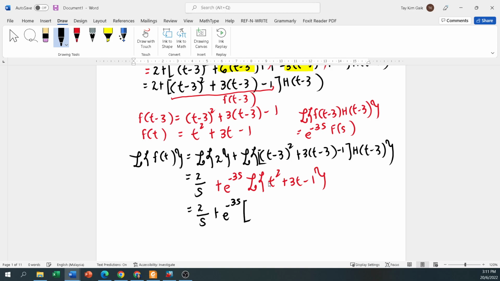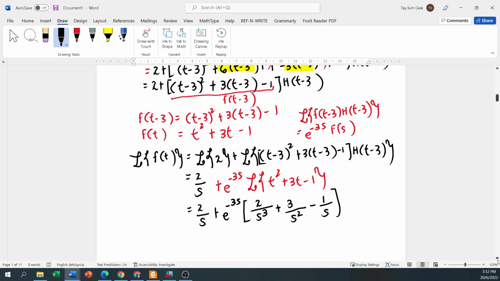Okay, Laplace transform for t squared: you have 2 factorial, which is 2, divided by s to the power 2 plus 1, which is s cubed. So 3t, t is t to the power 1, so it is 1 factorial, which is 1, over s to the power 1 plus 1, which is s squared. So 3 over s squared, minus 1 over s.